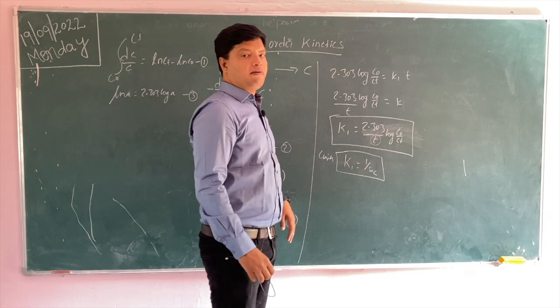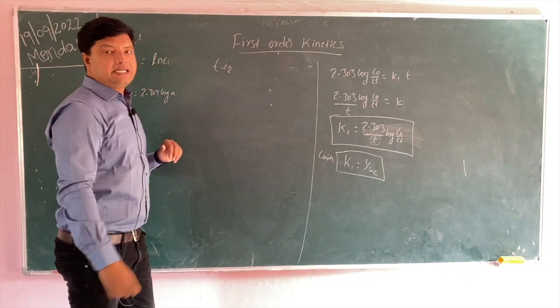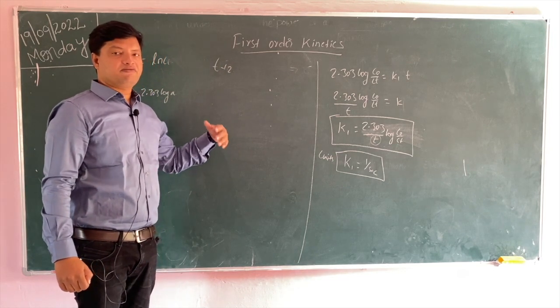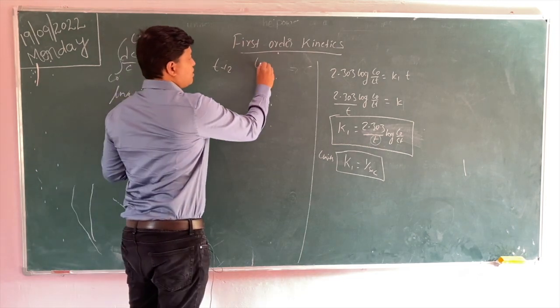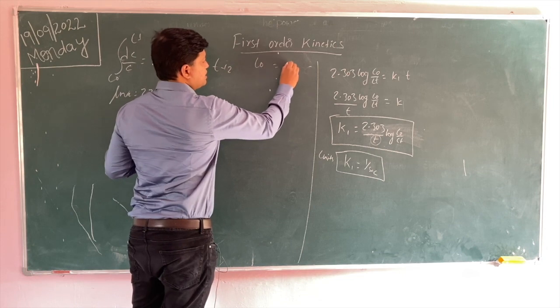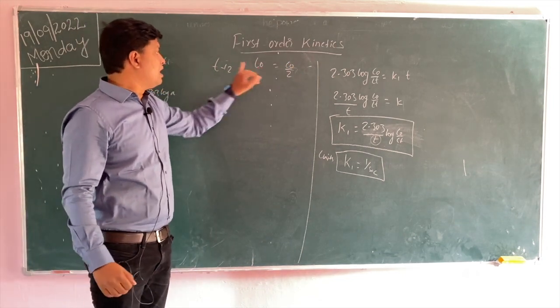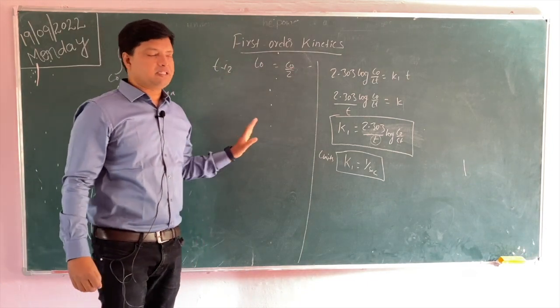We try to see the half life derivation. So, T half. What is T half? It is the time taken to reduce the concentration of reactants to half of its initial concentration. So, initially the concentration is C naught, at T half the concentration will be C naught by 2. This is what the definition says.